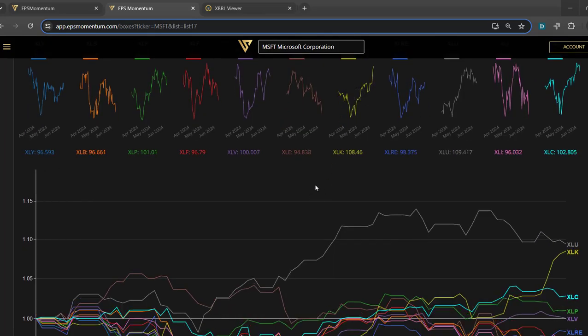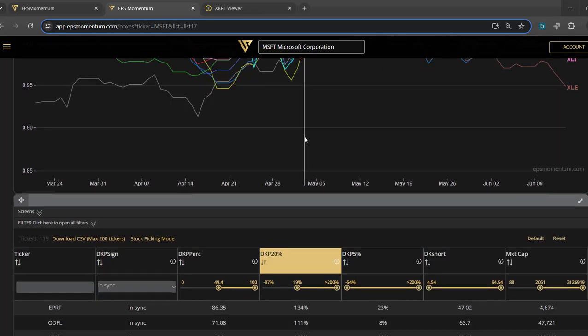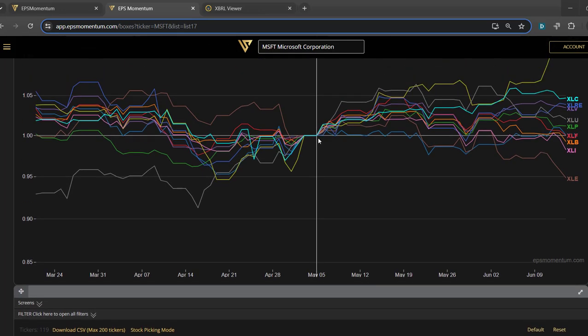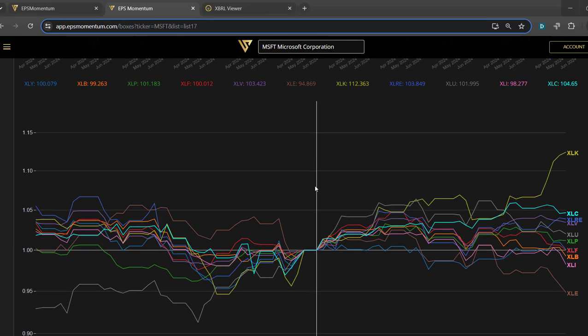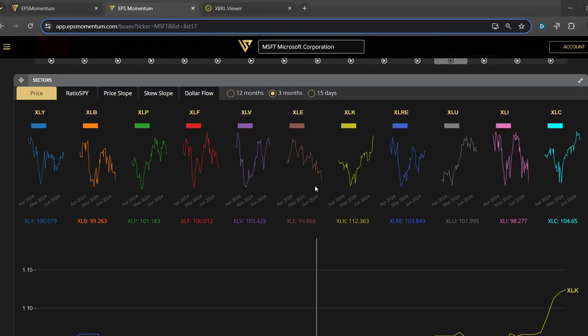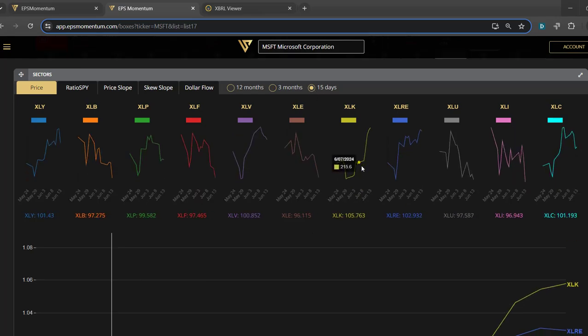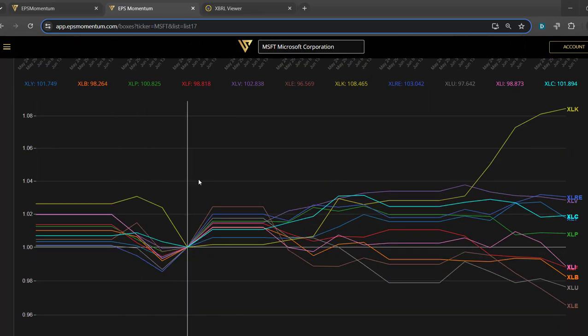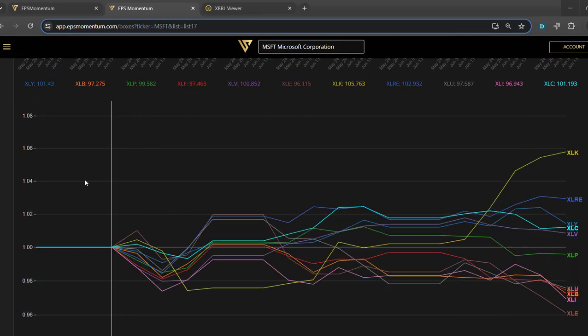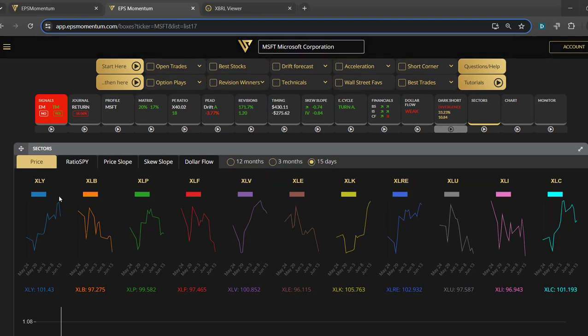So if I go 3 months, I can look at the past month or so and see which one is outperforming. I can see it's XLK, so technology, or consumer, XLC. But if I do 15 days, I can have an even narrower curve and see which one is outperforming. So very quickly, very visual. Also, I can quickly eyeball which one out of these 11 charts is actually heading upward the most.